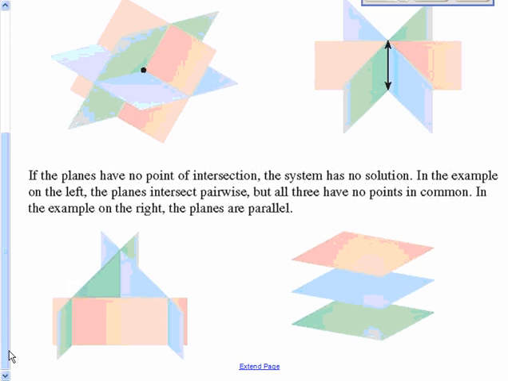Now this bottom left one here, if you notice that the three planes don't all three intersect at a point, so this is no solution right here. They don't all three hit at a point. You notice here they're all parallel. All three planes are parallel. This is also no solution right here. So you have the three situations, just like when we were working with two variables. You can have one solution, infinitely many, or no solution. But they look a little differently if you were to graph those because they're planes.